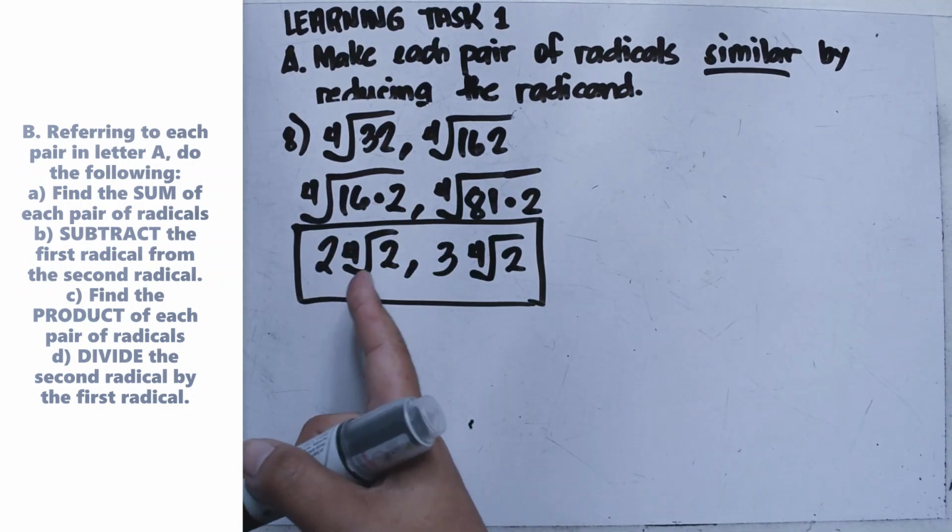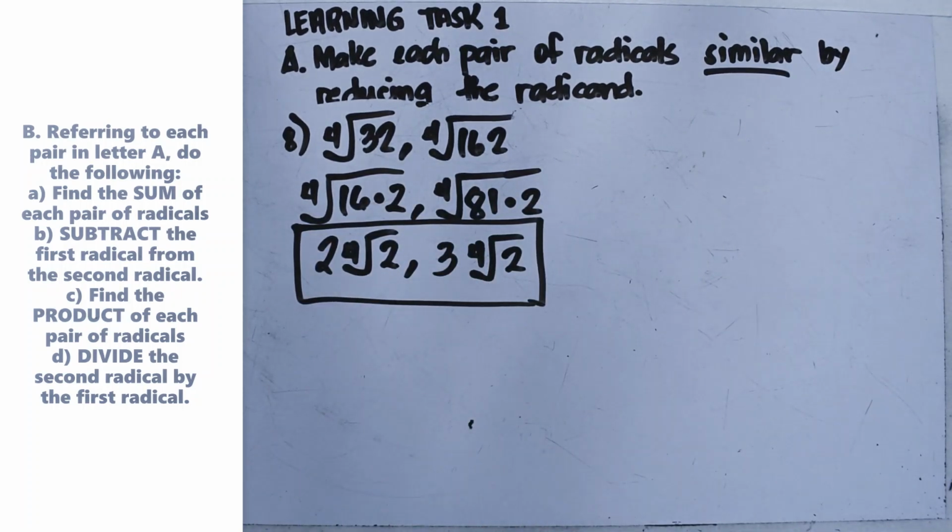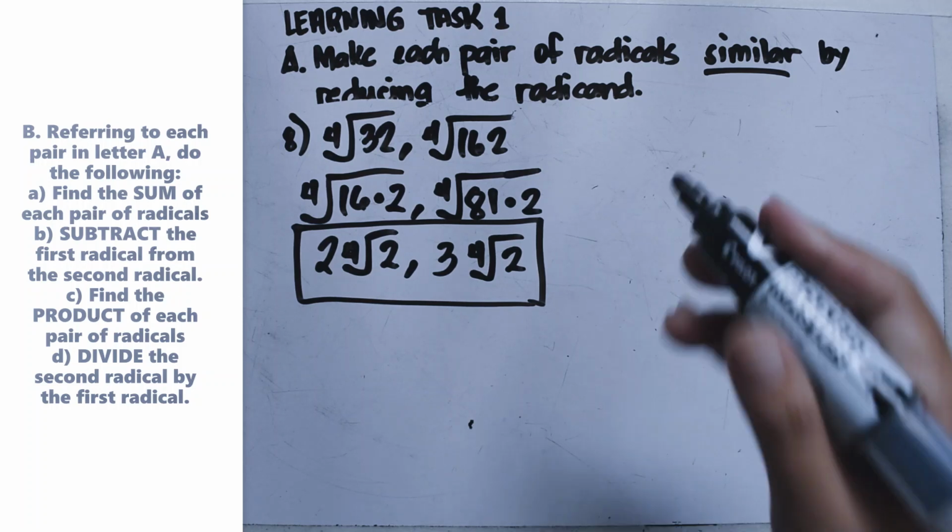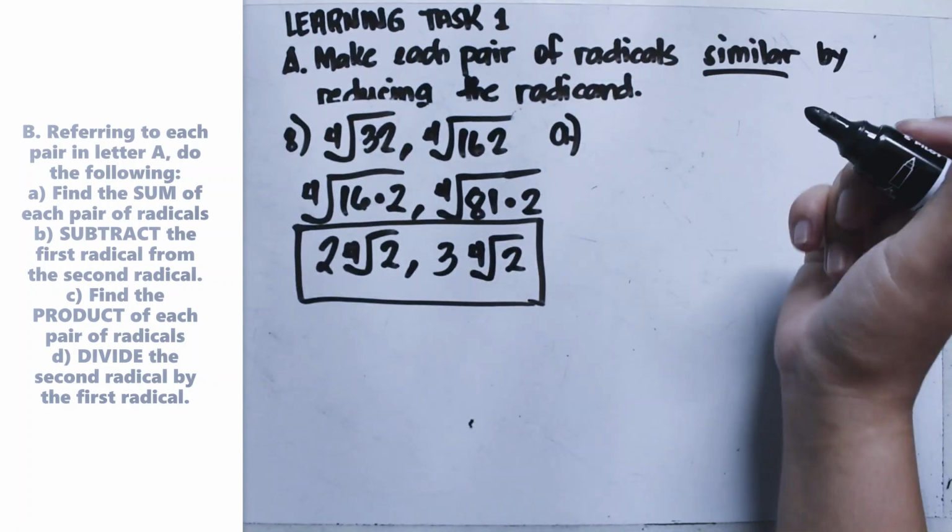So, we have 2 fourth root of 2, and 3 fourth root of 2. So, nakuha na natin yung similar radicals. Let's now answer letters A to D. So, A to D, letter A, add.